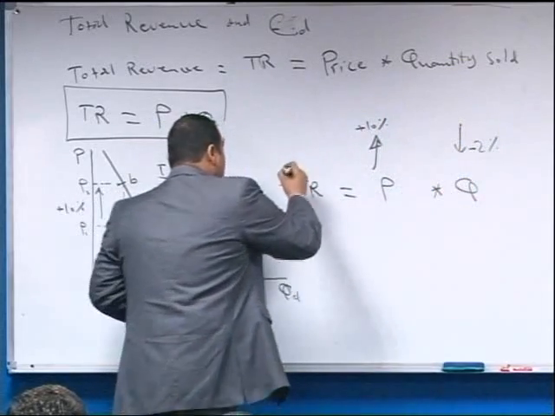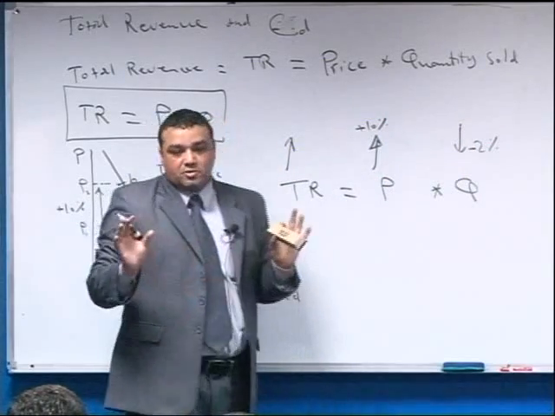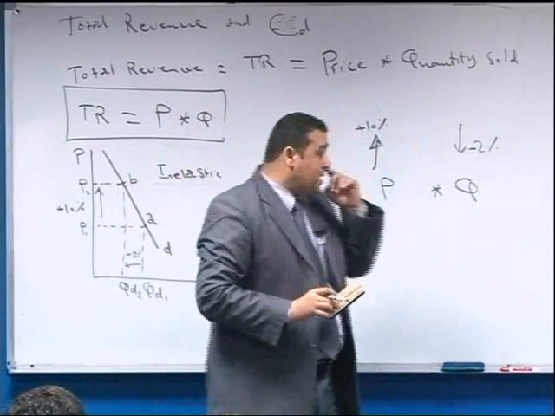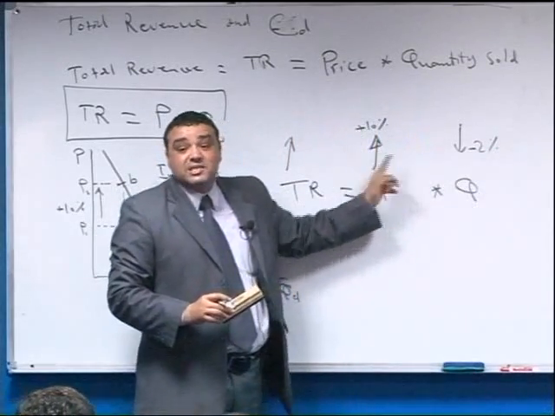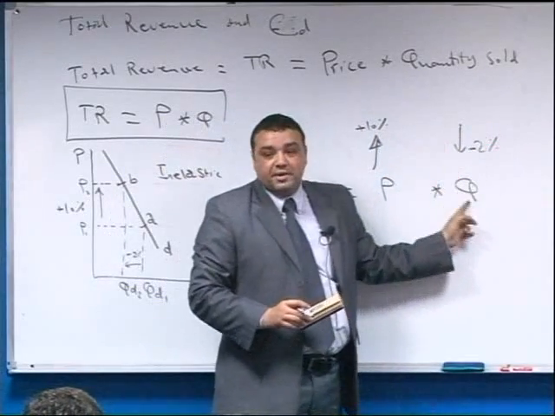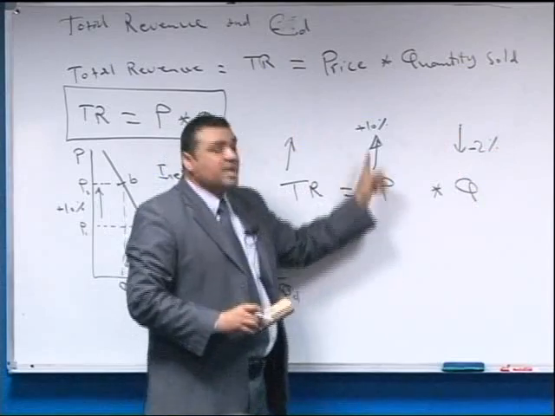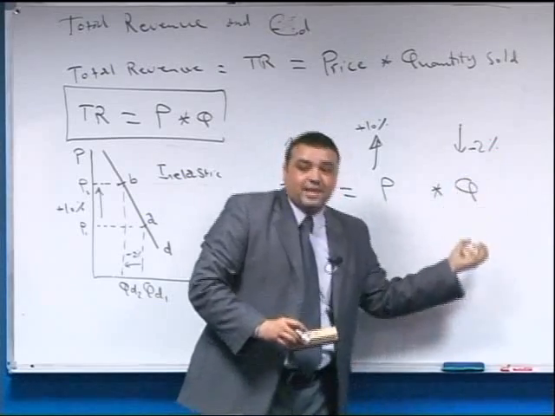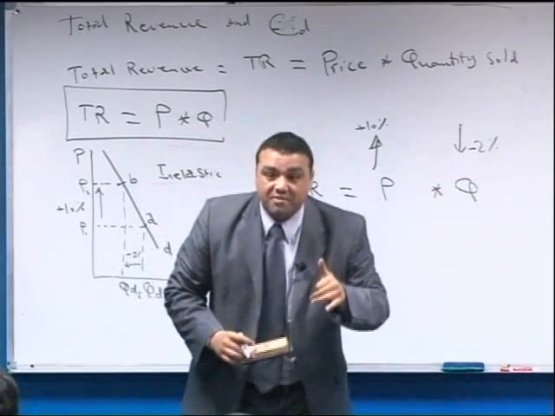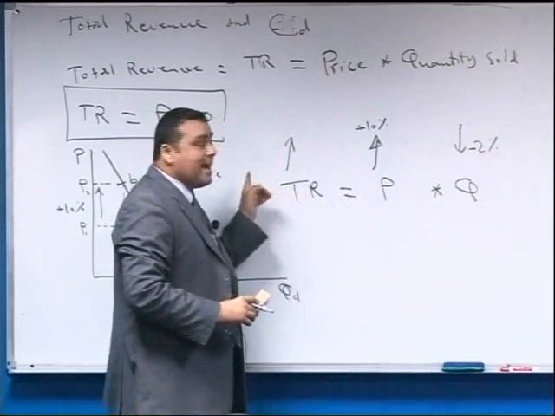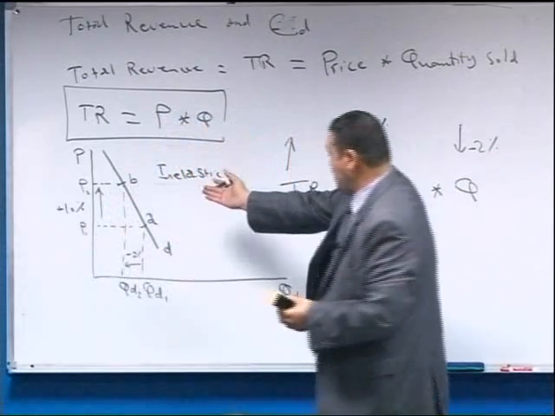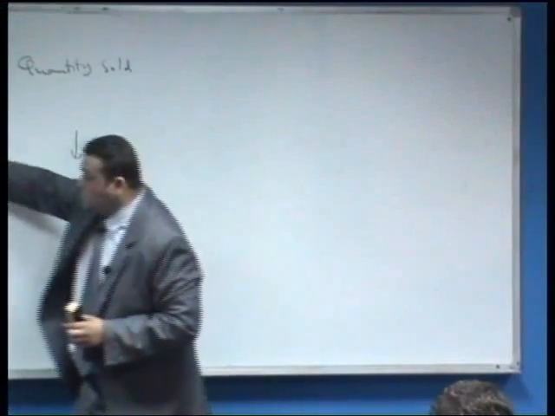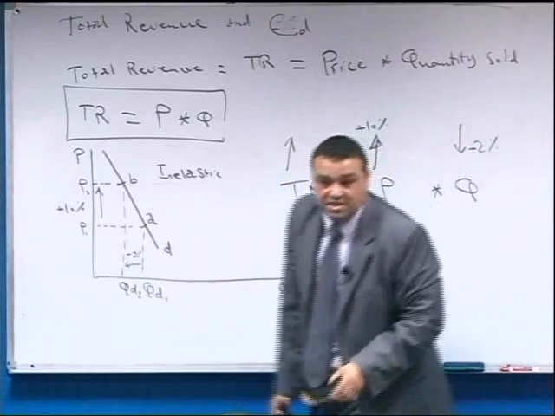So total revenue would increase. No, I don't know. We have to calculate it later. Okay? But in general, if the percentage increase of prices is larger than the percentage decline in the quantity demanded, in this case, total revenue would increase. So if the demand is inelastic, as you see, if the producer increases the prices, the total revenue would increase, and vice versa.